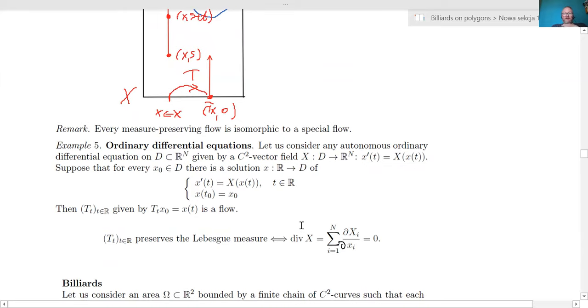The standard Liouville theorem says that this flow preserves the Lebesgue measure if and only if the divergence of the field is vanishing.